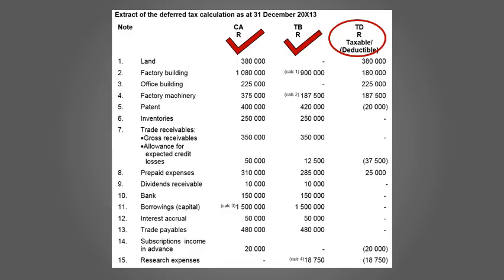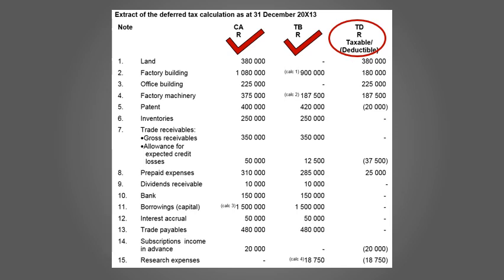We have now calculated the carrying amounts. We got that information from the SFP, and we have calculated the tax base for each of these assets and liabilities. The temporary difference will be the difference between the carrying amount and the tax base. So we'll take the carrying amount less the tax base, and that will give me my temporary difference.